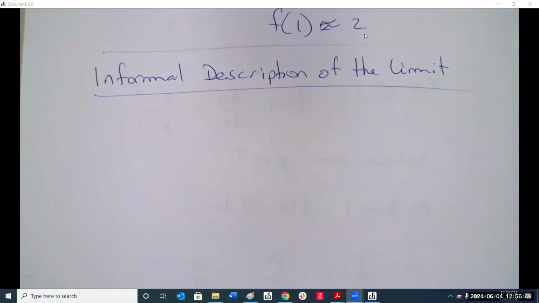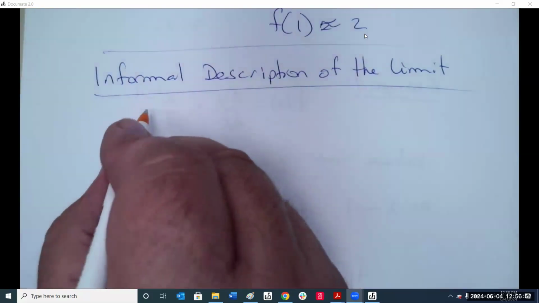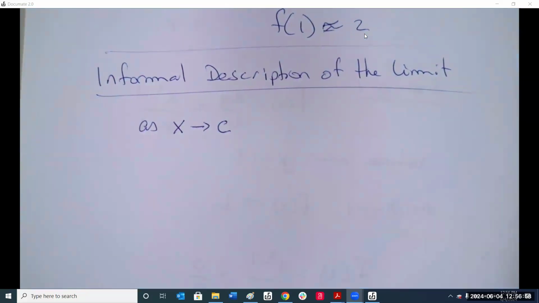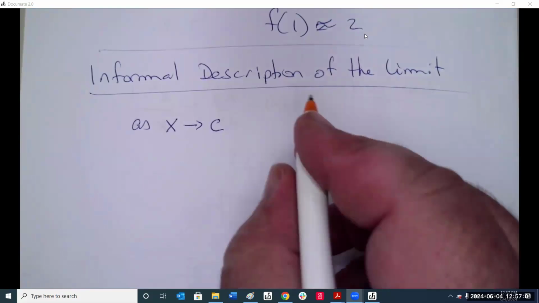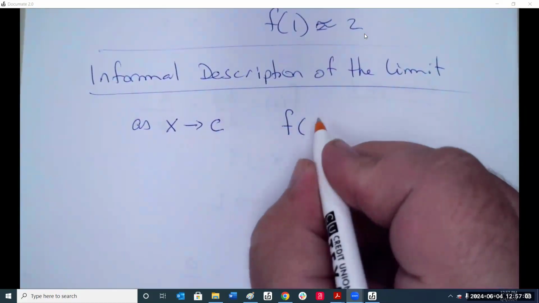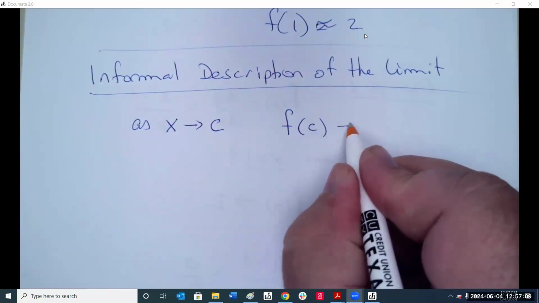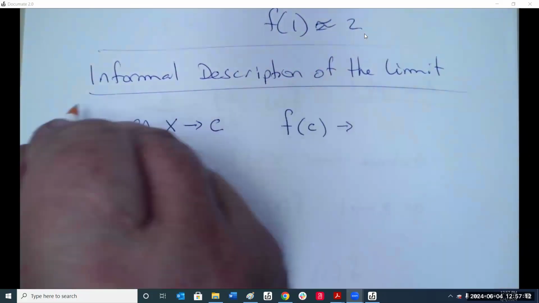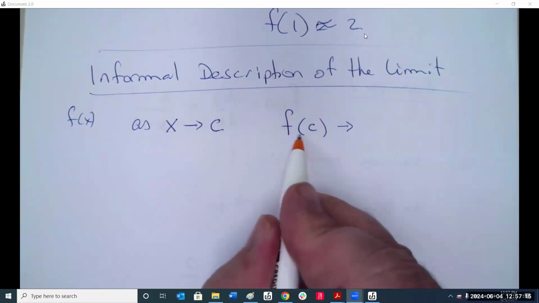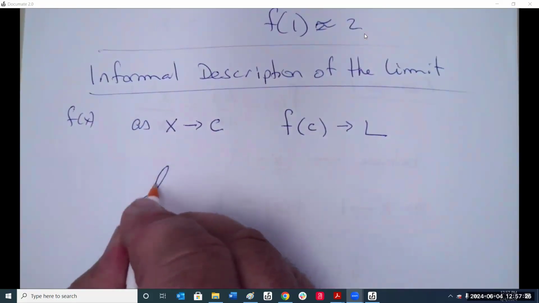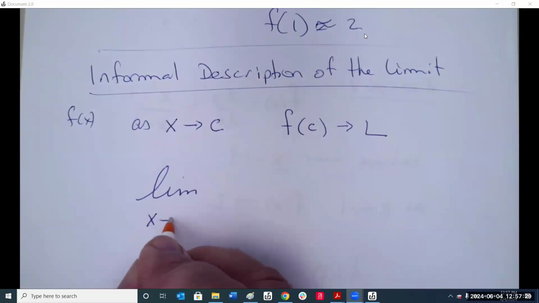An informal description of a limit of a function. Basically, it's this. As x approaches some value c, that function, remember, this is a function f of x. When x approaches c, that function approaches some limit value. It's represented like this.